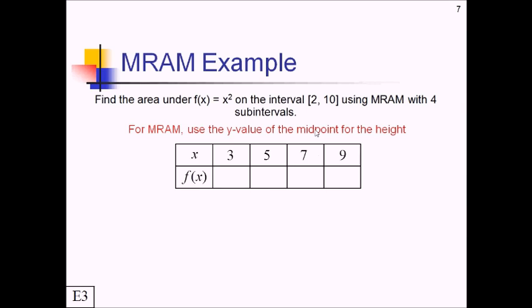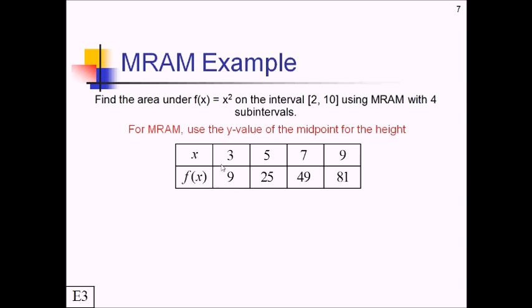Now the nice thing about MRAM is that you don't have to choose one side or the other. There's only one y value for each of your rectangles that you could possibly pick. So pause the video and finish this one off. All right, so we've got 9, 25, 49, and 81.